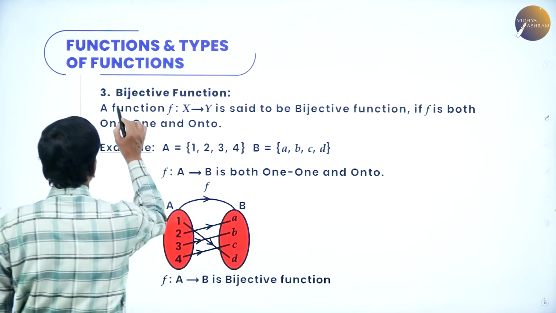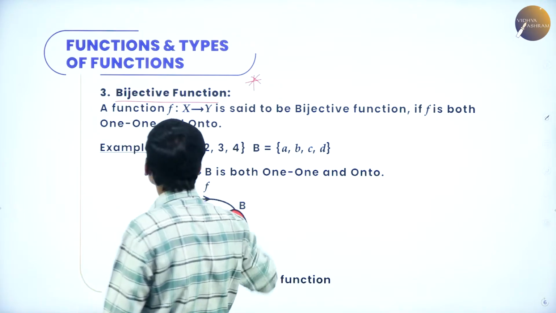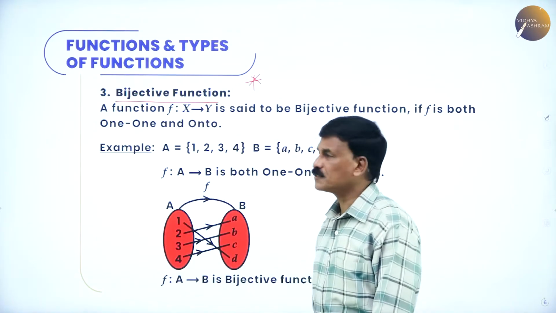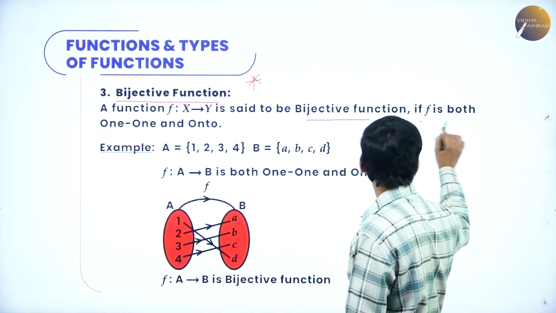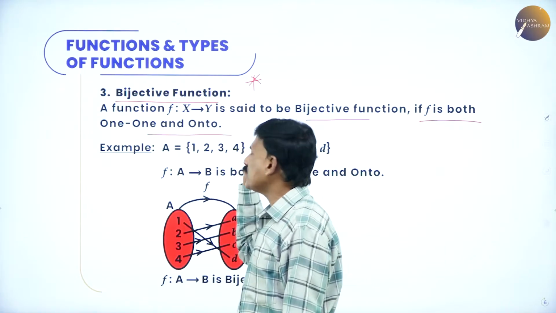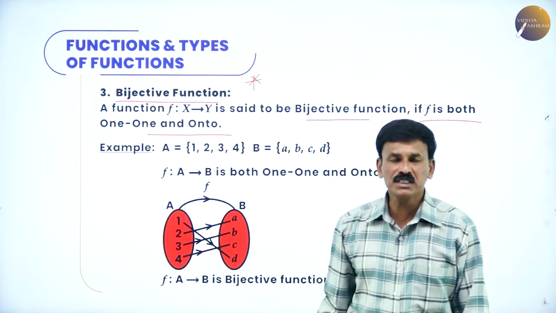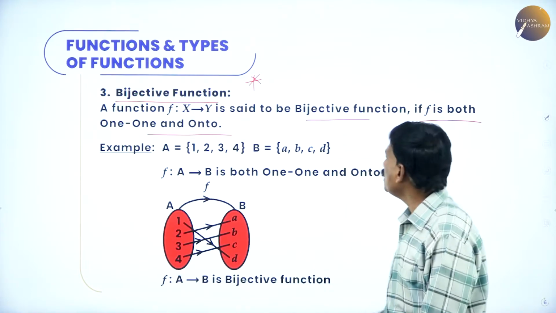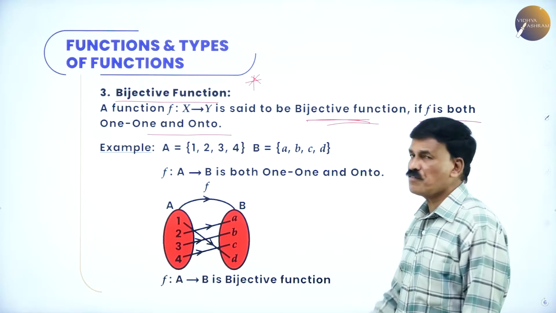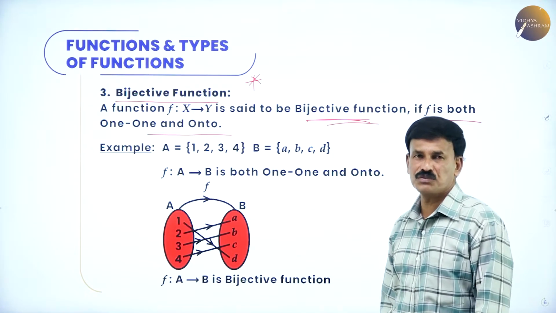This is a very important function. You may expect this. Define a bijective function. A function f from X to Y is said to be a bijective function if f is both one-one and onto.